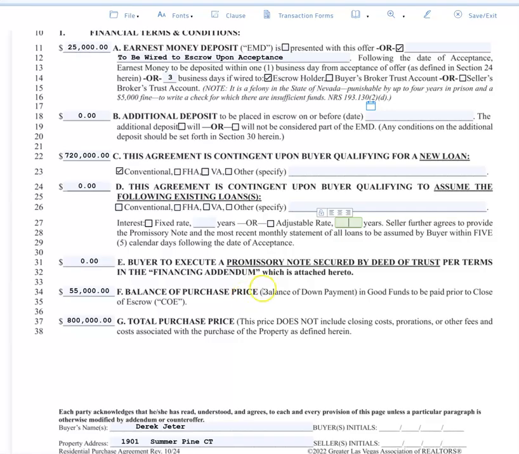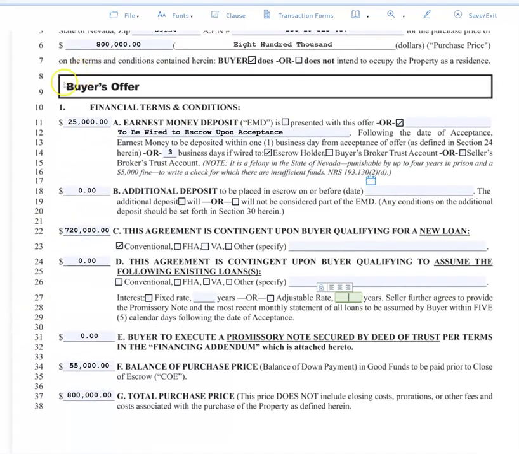Number F, the balance of the purchase price, the balance of the down payment in good funds to be paid prior to close of escrow. Okay, so I came up with this $55,000 because, again, the purchase price is $800,000. We're putting down $25,000 as the EMD. Okay, he's putting down, like I said, 10%, which is $80,000. So the difference between $25,000 and $80,000 is the $55,000.